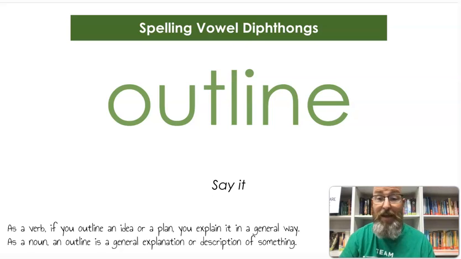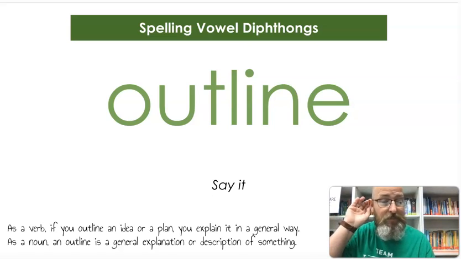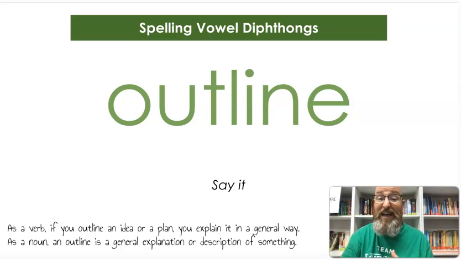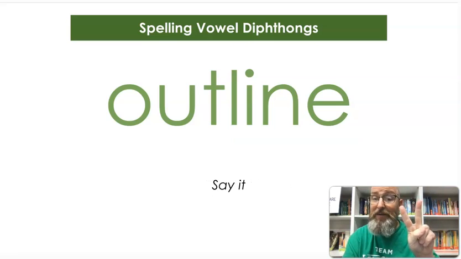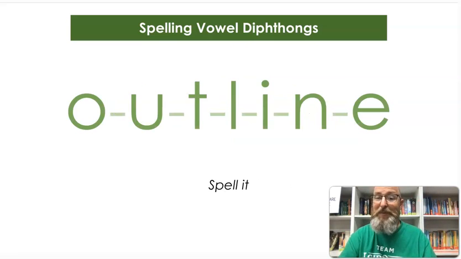And our next word, our last word, is outline. Say outline. As a verb, if you outline an idea or plan, you explain it in a general way. As a noun, an outline is a general explanation or description of something. Count the syllables. Outline. Outline. Let's spell it.